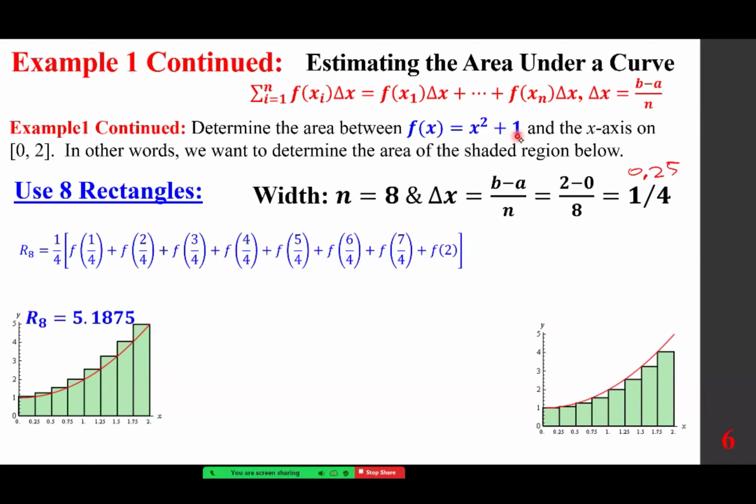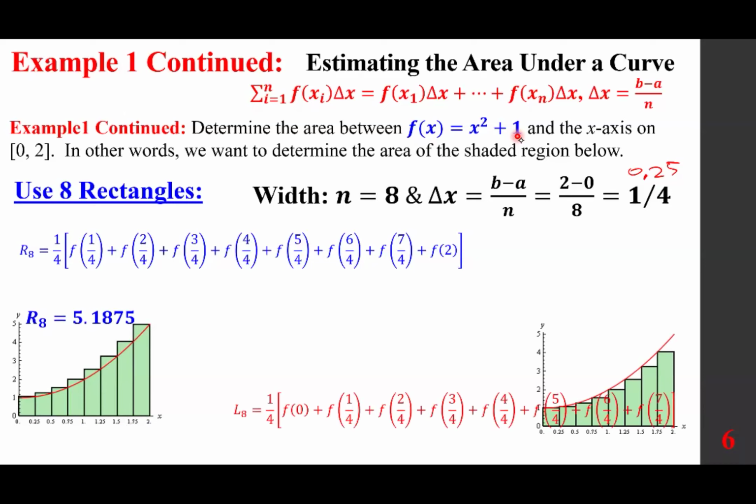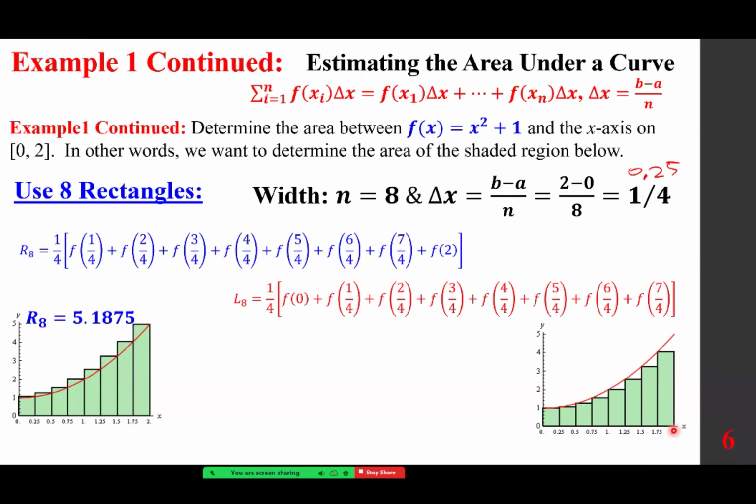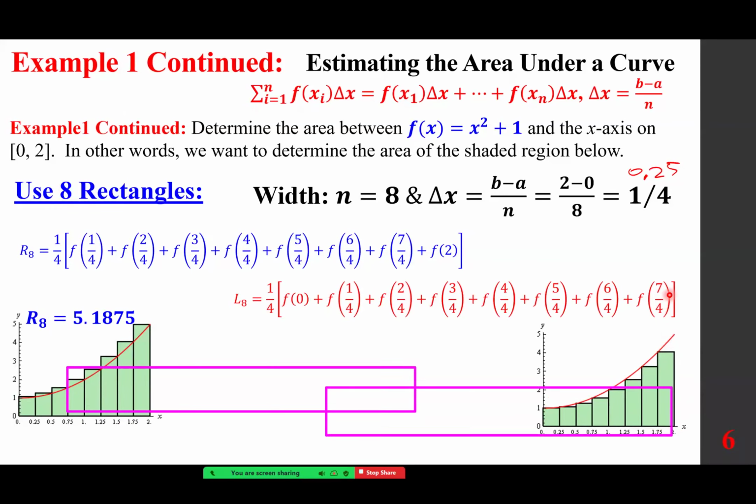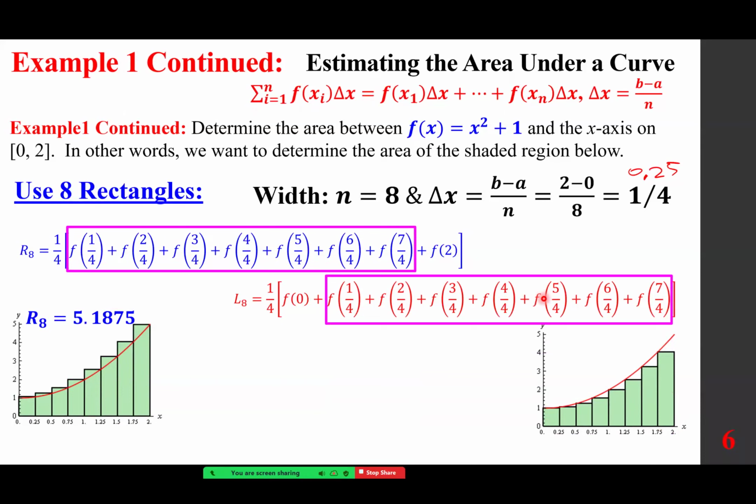For the left endpoints, we use all of these points except 2. Notice the last one is 1.75 or 7/4. And again, notice these two are identical. I mentioned that because it makes life easier for the calculation of this part. All you have to do is f of 0 times 1/4, and then add this part. And it's 4.1875. So the area is somewhere between these two numbers.